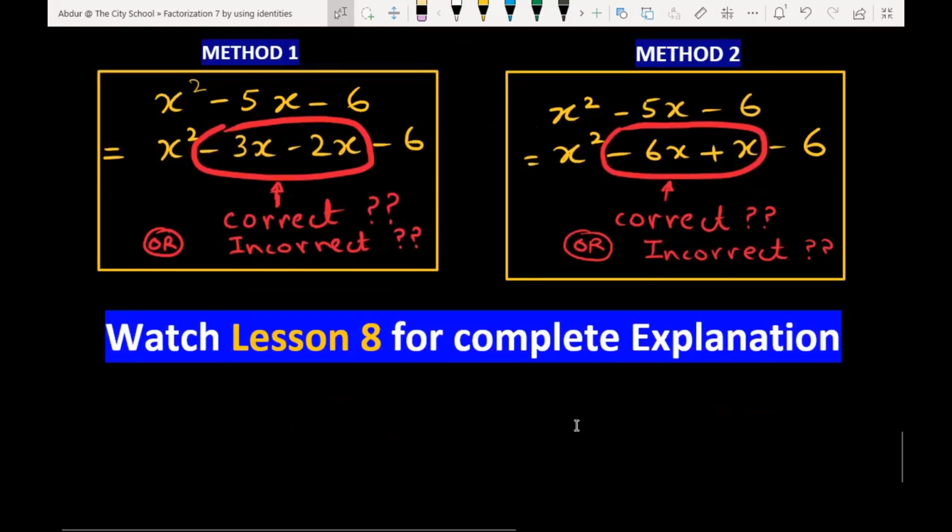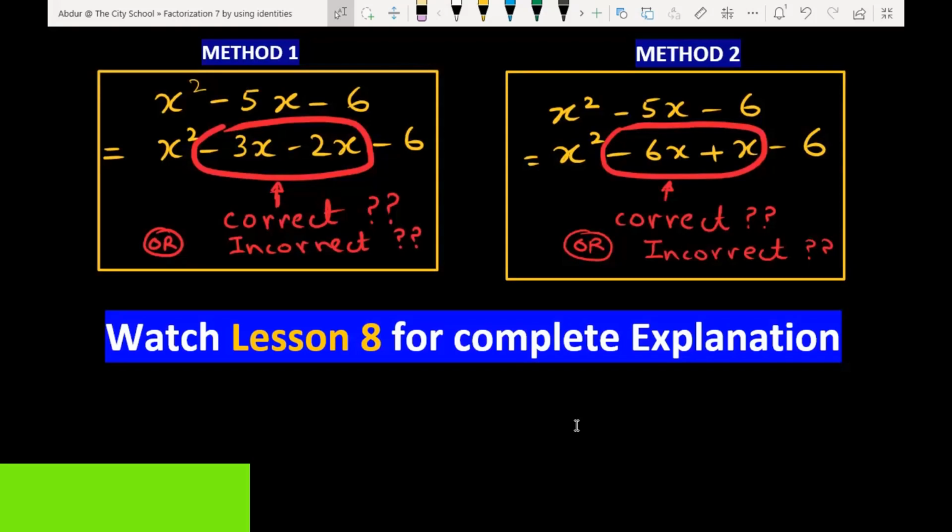So I hope you have learned the factorization of two terms of quadratic expression or algebraic expression by using identity. If you still have any confusion in this topic, watch this lesson 7 again and again.